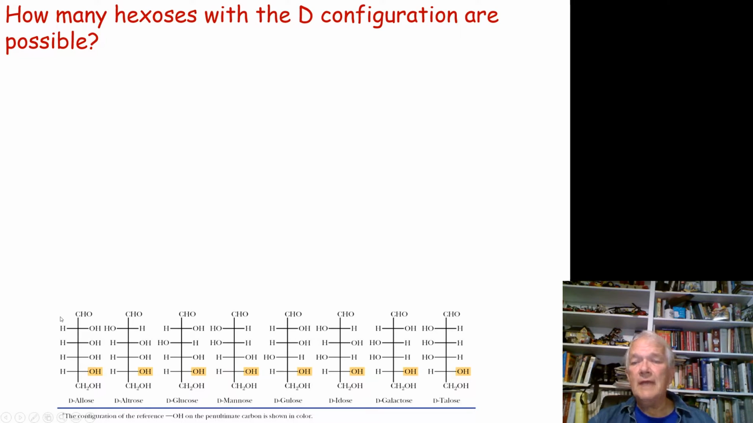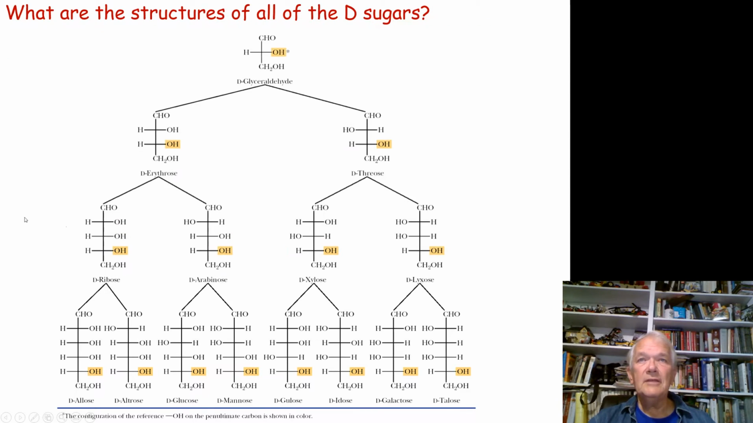If you're going to make a diagram for the L sugars, what you would do is flip everything from the left to the right. You have to remember to flip them all. L-glucose has everything switched, not just the penultimate one, but everything switched, because it's the true enantiomer.